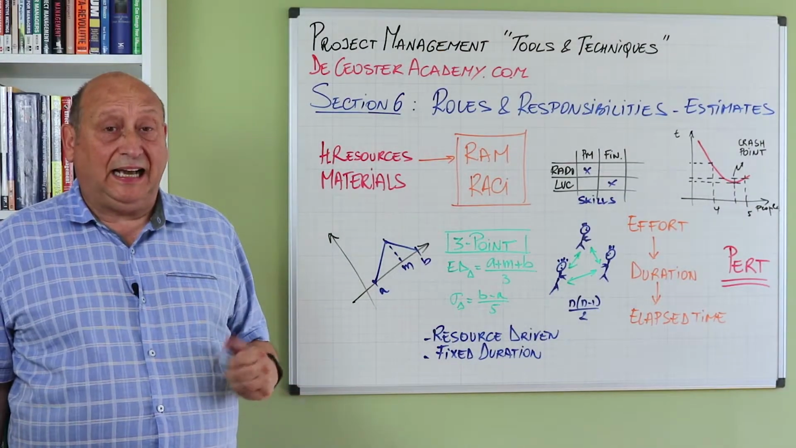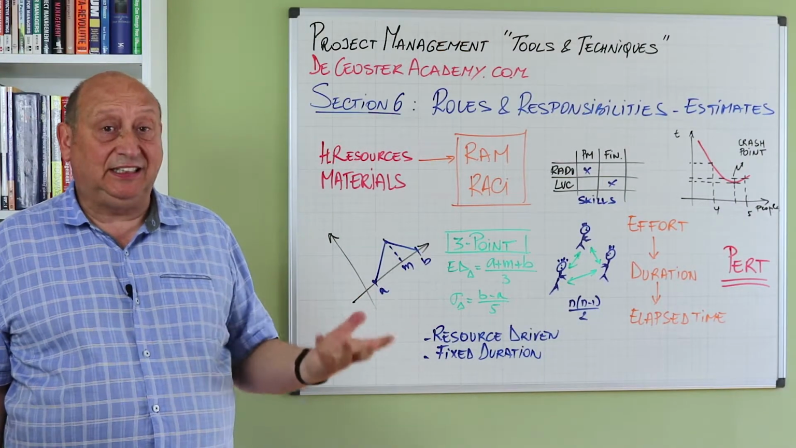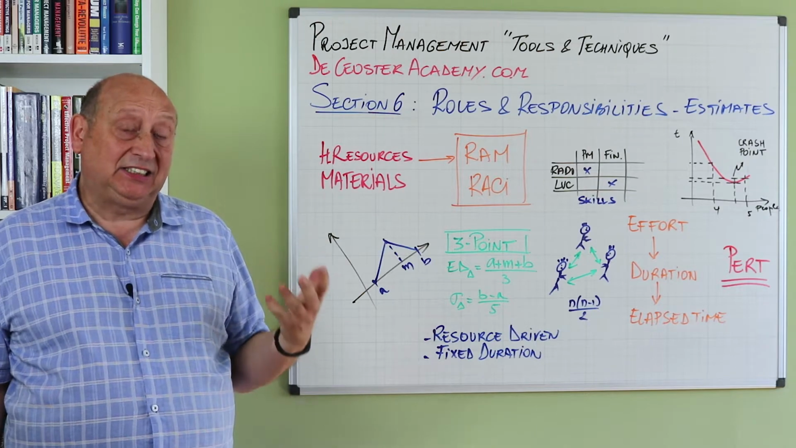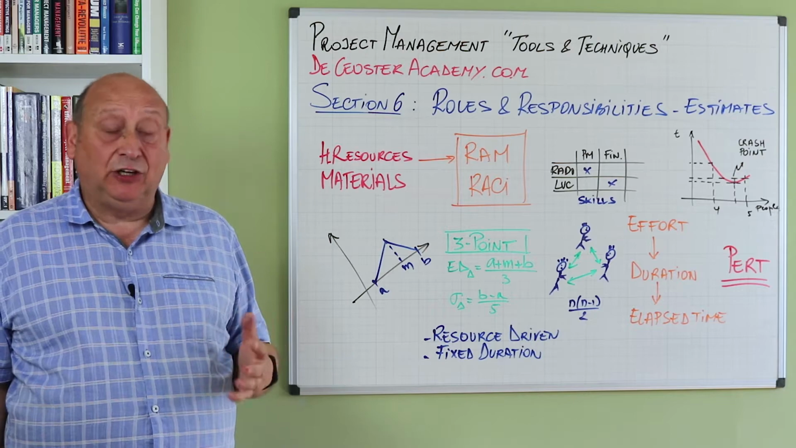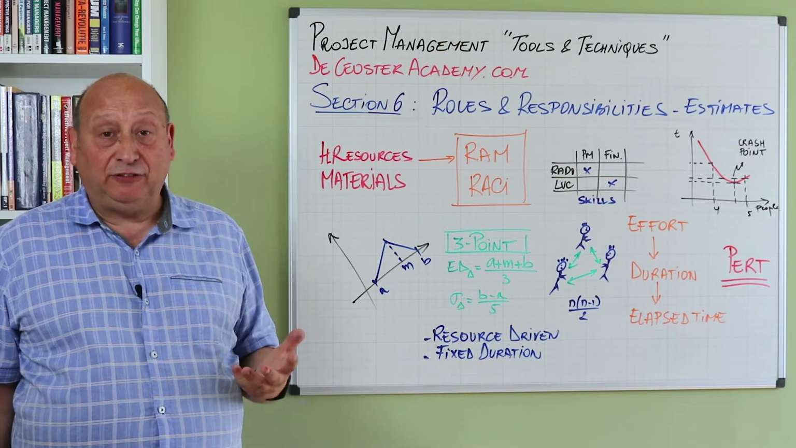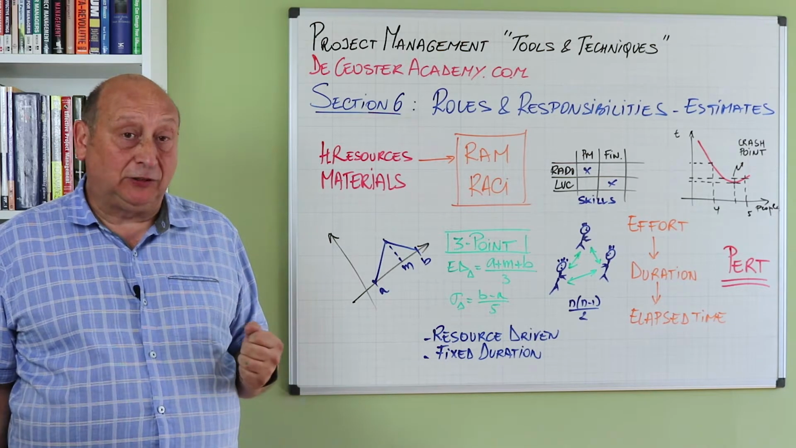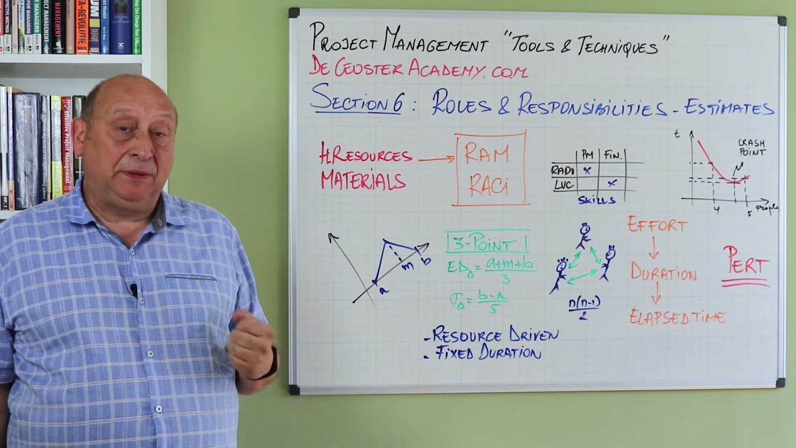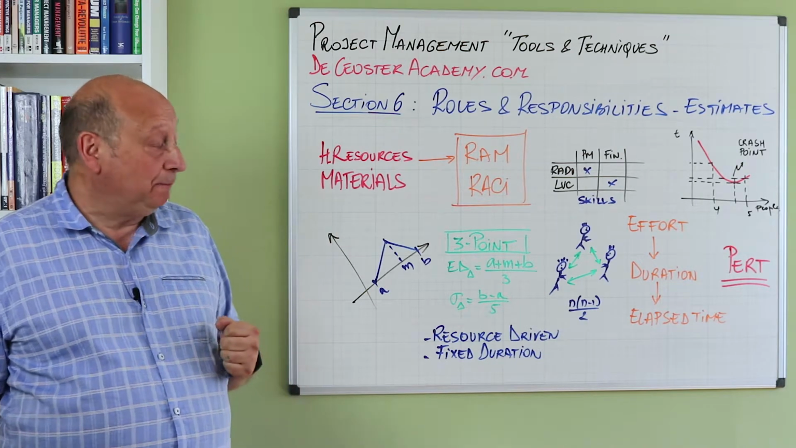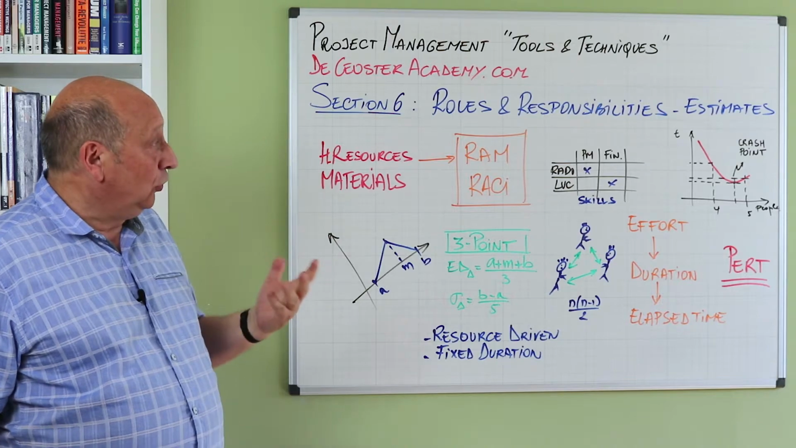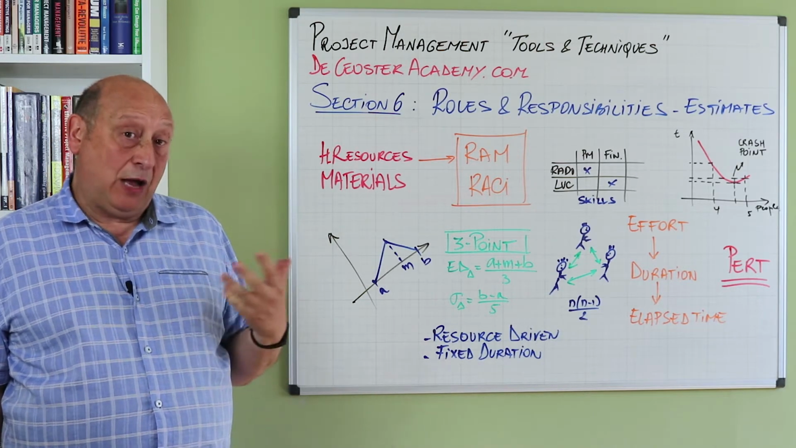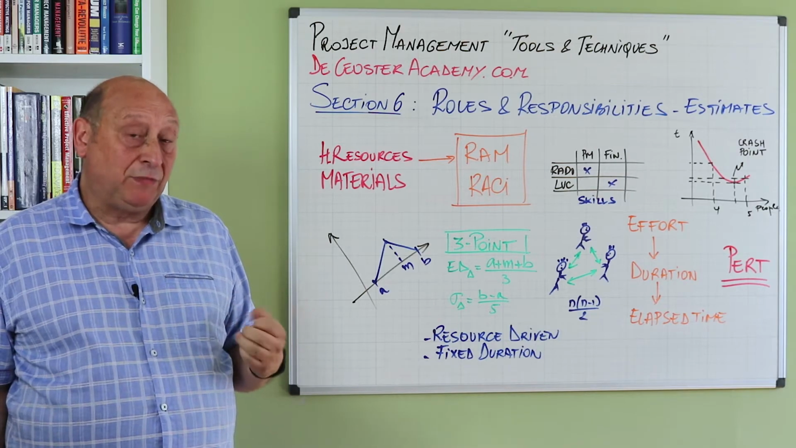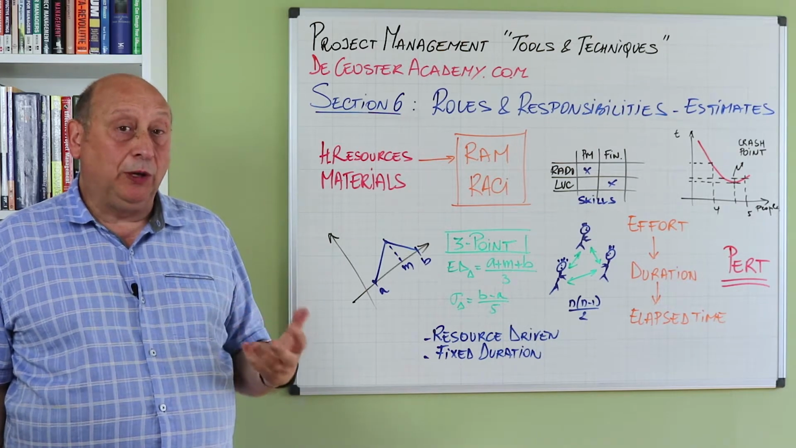We are already at section 6. We already did a lot of work, and section 6 relates to the second step in the 10-step life cycle of the project. It's the second step in the planning process. Here we will look at roles and responsibilities of people, and we look at materials too. In this section, we will make estimates.